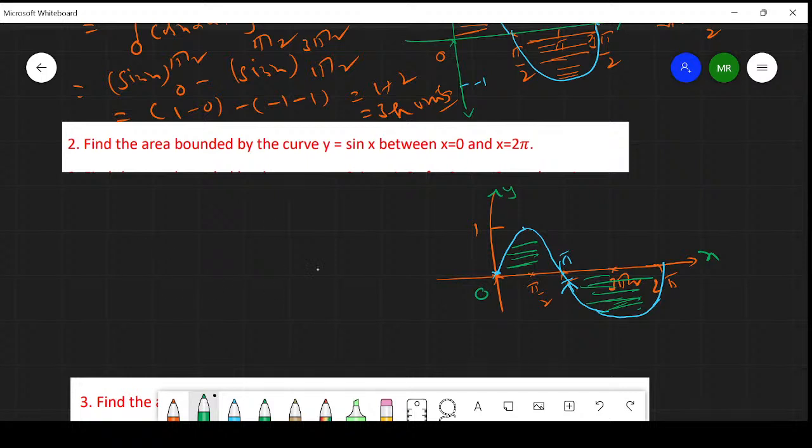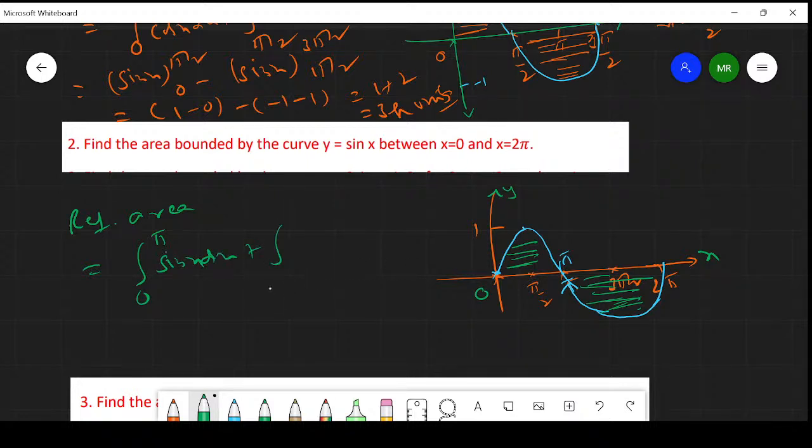Now, you have to draw the graph between 0 to pi, the upper curve. This is the lower curve here. I can write required area equal to, between 0 to pi, upper curve, sin x dx.